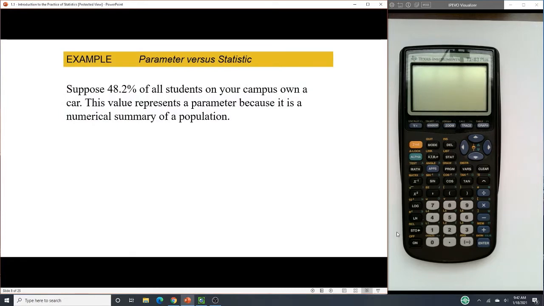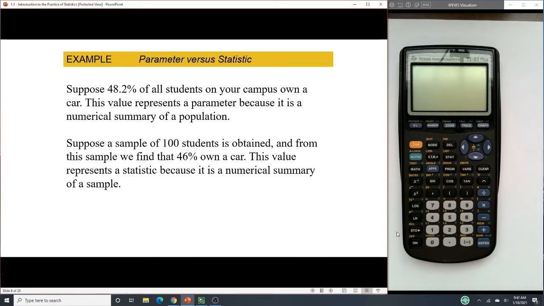All right, so here's some examples. So 48.2% of all students on the campus own a car. So this number would represent a parameter because we're talking about all students on our campus. Our population is the students on campus. So since it's at all of them, then that is a parameter for the population. Whereas if we did a sample of 100 students and find that 46% own a car, that is a statistic because we only looked at 100 students out of all of them on the campus. So that is a statistic because we did a sample.